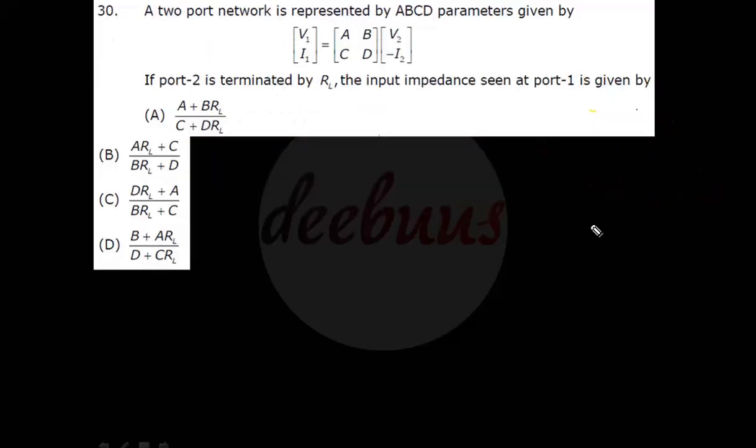Now moving to a two mark question. A two-port network is represented by ABCD parameters given by V1, I1 equal to the ABCD matrix times V2, minus I2. If port 2 is terminated by RL, the input impedance seen at port 1 is given by, right? So I am drawing the corresponding figure here. This is the ABCD matrix two-port network, and at the load side it is terminated by an impedance RL.